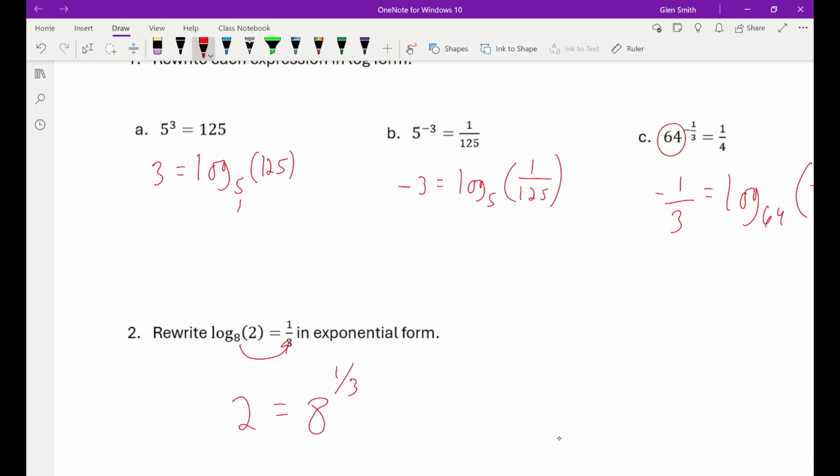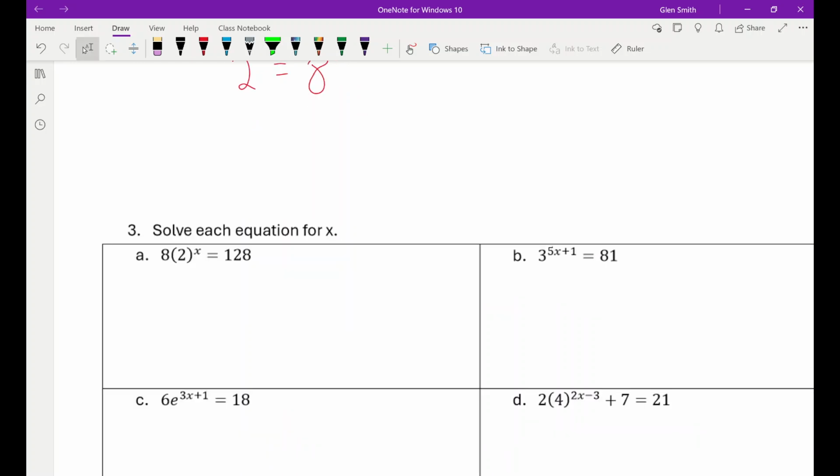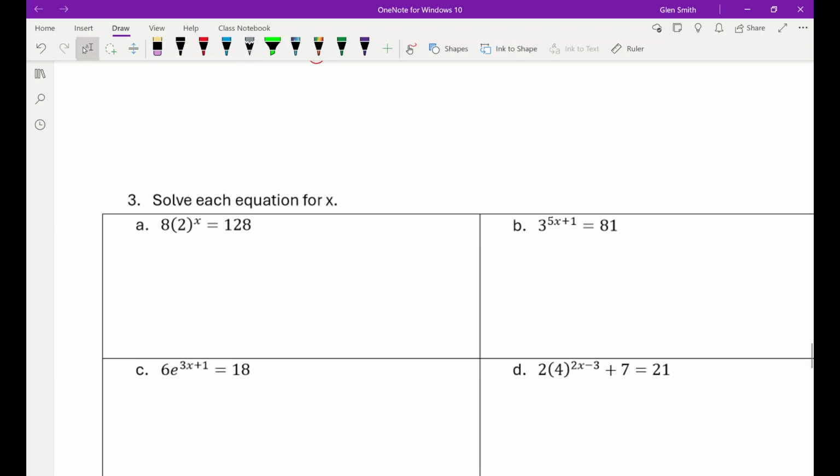Okay, you see it here too, like 5 to the 3rd is 125. That's what this says right here. All right. This says solve. We got a couple different flavors of these things here. But if you see x up in an exponent, you're going to have to use a logarithm or get the same base. Those are the only 2 ways we're going to do this.